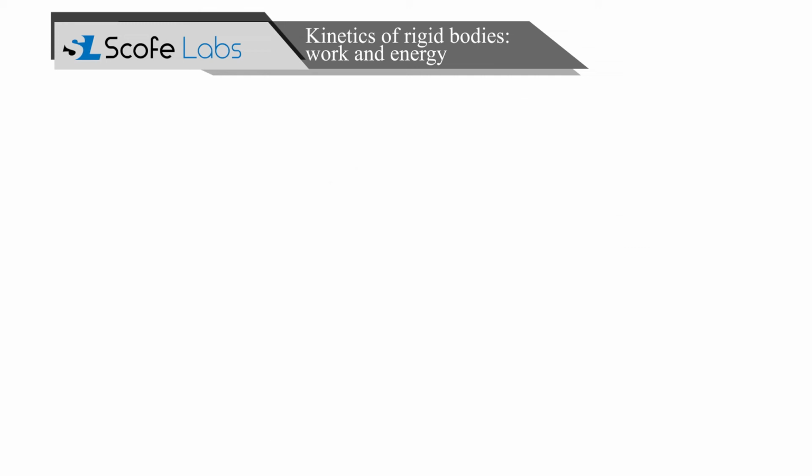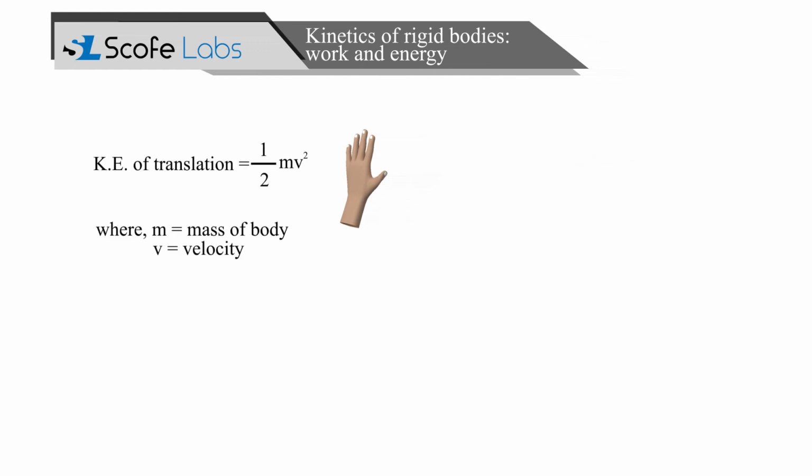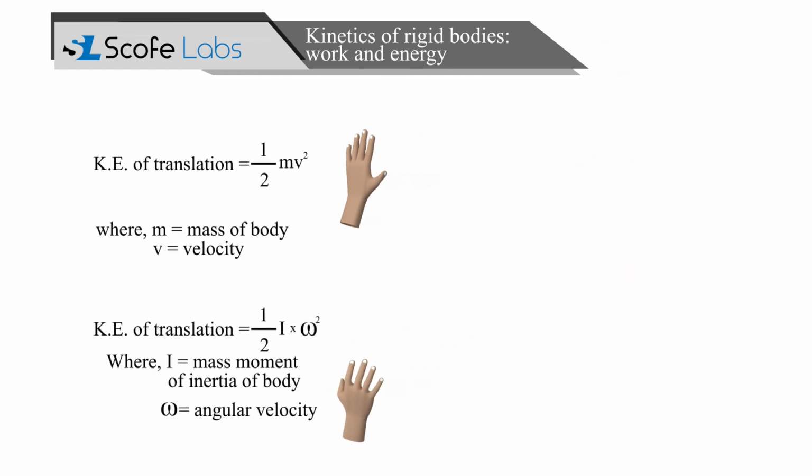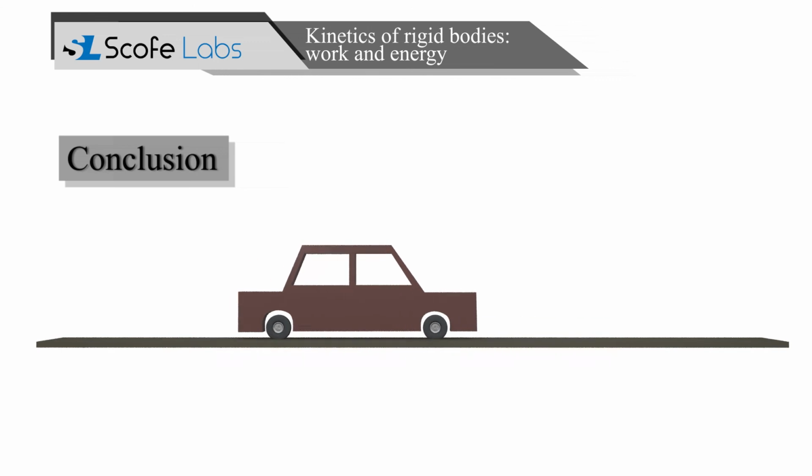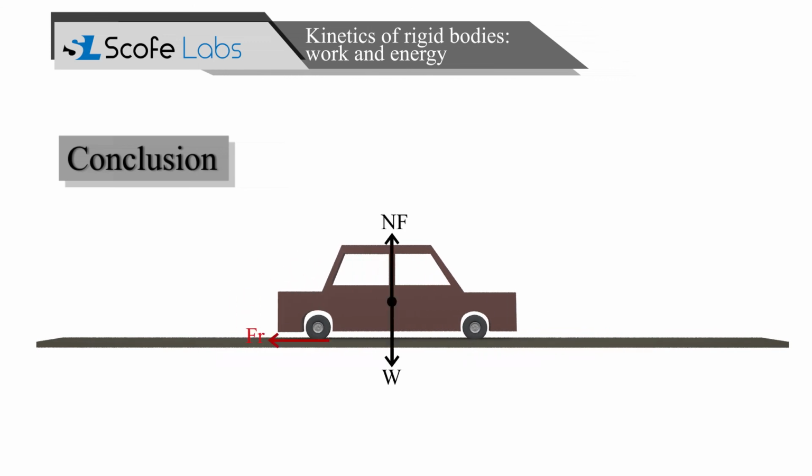The kinetic energy of a rigid body is of two types, such as kinetic energy of translation and kinetic energy of rotation. By studying this topic, we understand the forces acting on a rigid body, also work done and energy produced in different motion.